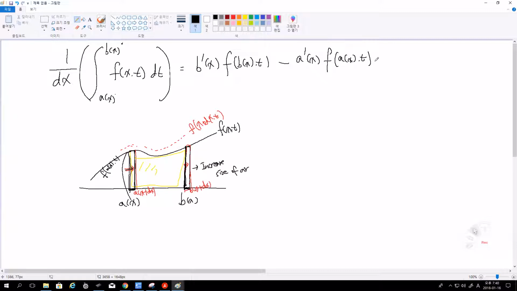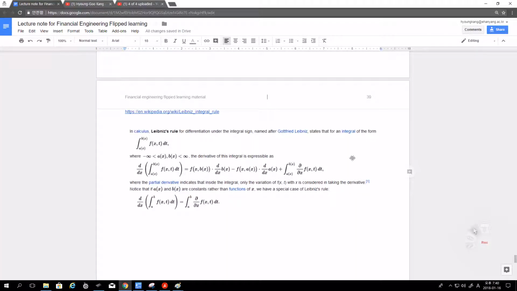And the third part is now the change of this area. The change of this area is the change of the function. So this is the change of function, b(x), a(x). Okay, the change of function produces how much? This area. So the change of this part is f prime(x, t) dt. So this is the Leibniz rule. This is a very, very intuitive relationship. So this is a proof.